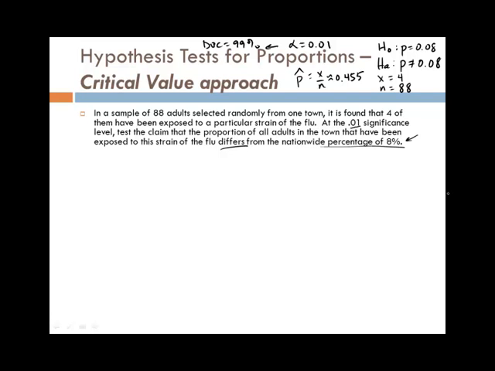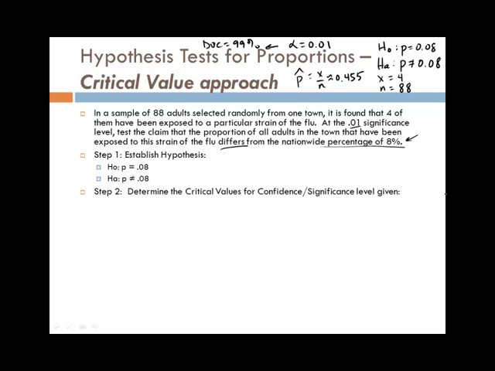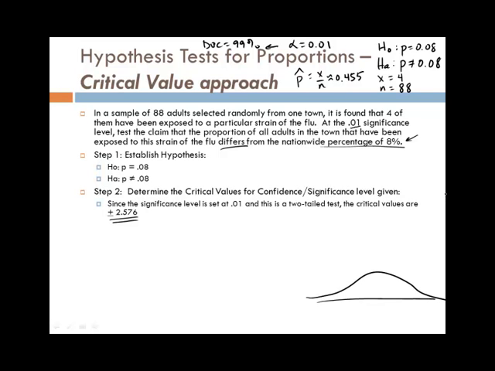So in this case, we are looking at a two-tailed test. So we're going to establish the hypotheses here. And then we're going to determine the critical values for the confidence and significance level given. All right, so for a 99% degree of confidence for a two-tailed test, we have plus or minus 2.576. So that's about 2.5 standard deviations above the mean and 2.5 standard deviations below the mean. Once we determine our test statistic, we just check to see whether it falls in or out of the rejection region here.